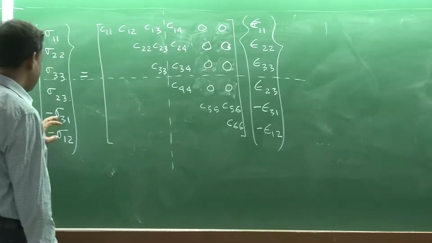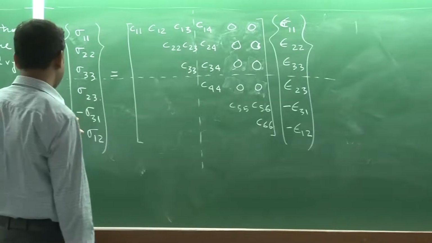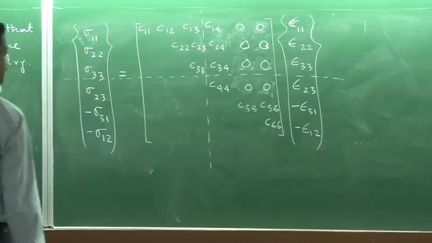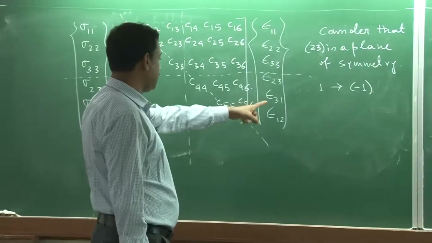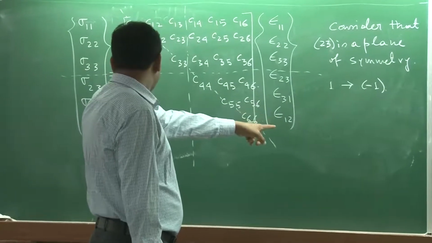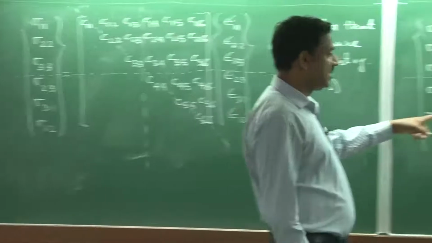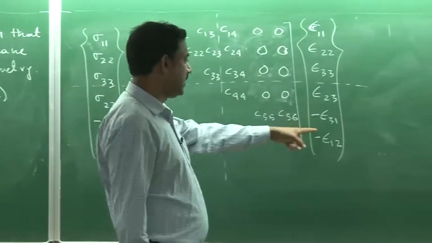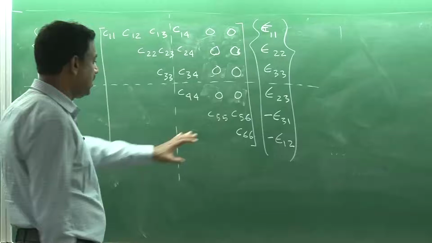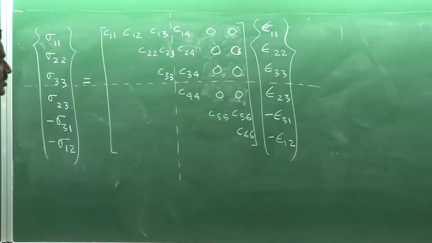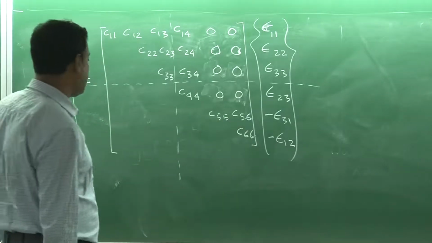However, this does not necessarily change, because sigma 31 is C55 epsilon 31 plus C56 epsilon 12, and both are negative, minus, minus, this is also minus. So minus minus will come out. Okay. So there is no change as far as these two are concerned. You understand why, right?